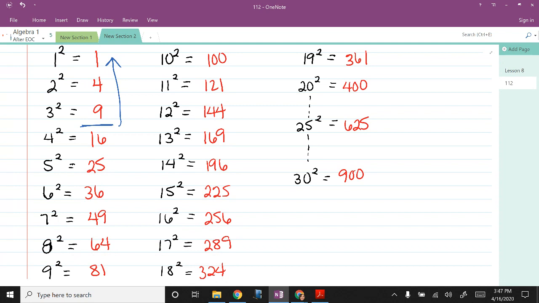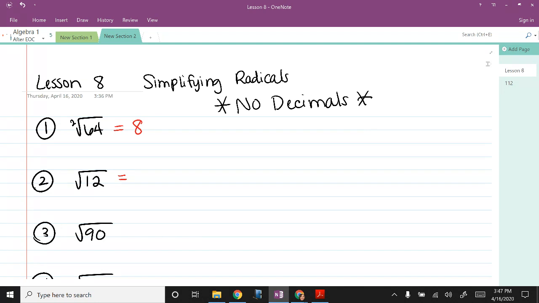So does 9 go into 12? No. Does 4 go into 12? Yes. So I'm going to need my 4. Okay, so I go back to my problem. Square root of 12, I'm going to change that to radical 4 times, well, what times 4 equals 12? 3. Okay, so you want to know the perfect square number that goes into 12, and you really want the largest number that goes into 12 that's a perfect square. So square root of 12 is the same thing as the square root of 4 times 3.